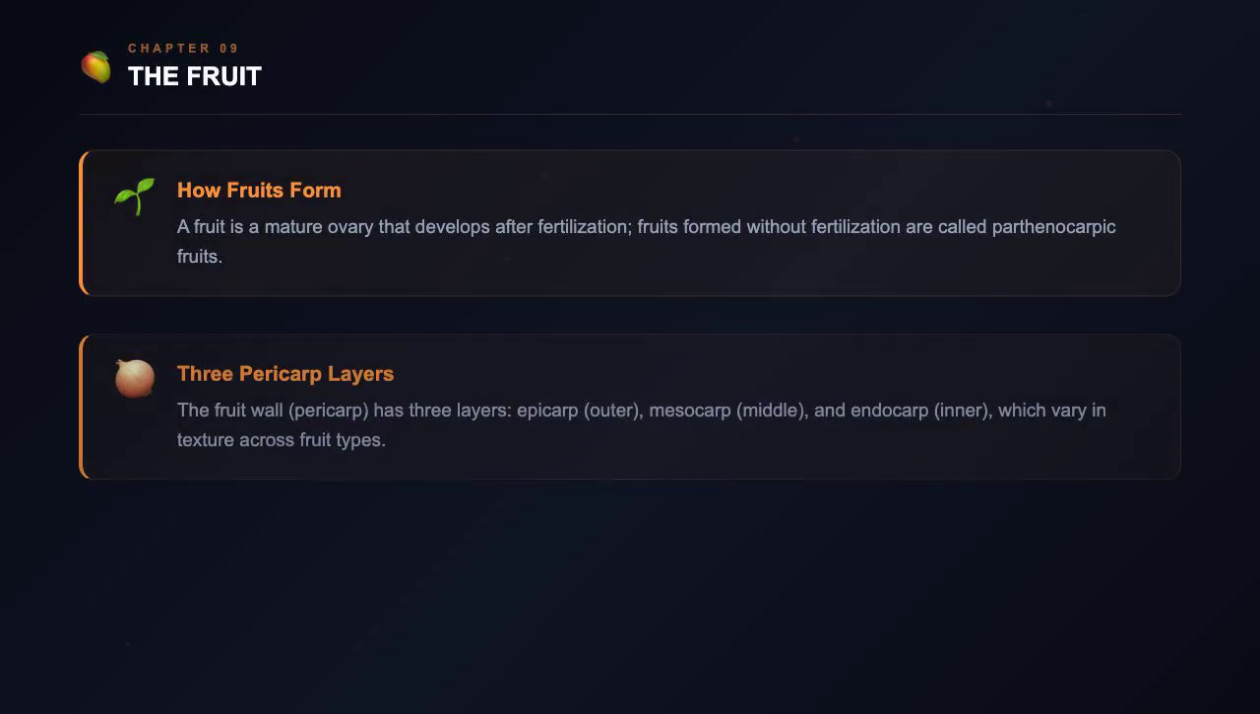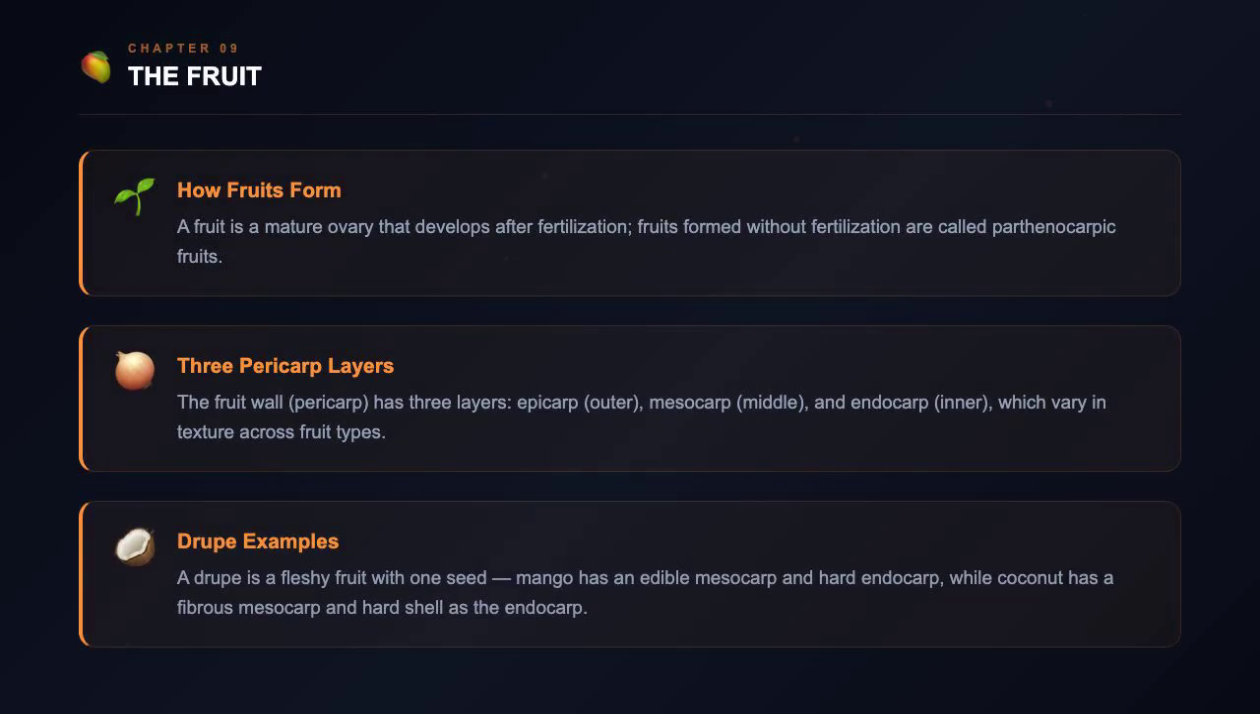A fruit is a mature ovary that develops after fertilization. Sometimes fruits form without fertilization, called parthenocarpic fruits. The fruit wall is called the pericarp, with 3 layers: the epicarp, mesocarp, and endocarp. Seeds are inside the fruit.